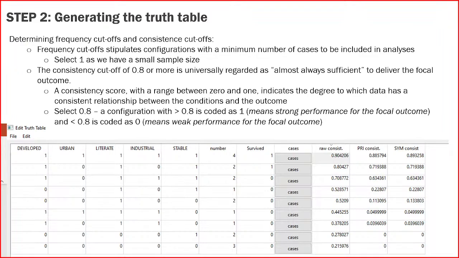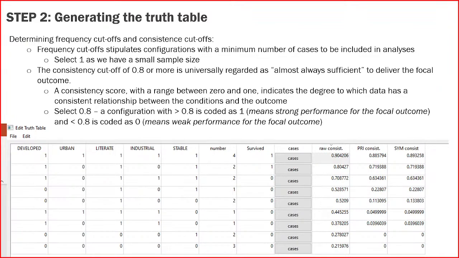Consistency is an important measure. There are two measures that are important in QCA. One is consistency, which simply shows the degree to which data has a consistent relationship between the conditions and the outcome. So 80%, 85% means that in 85% of cases, this combination would cause the outcome. Anything more than 80% is considered to be contributing to the outcome. That's why we rate 1.